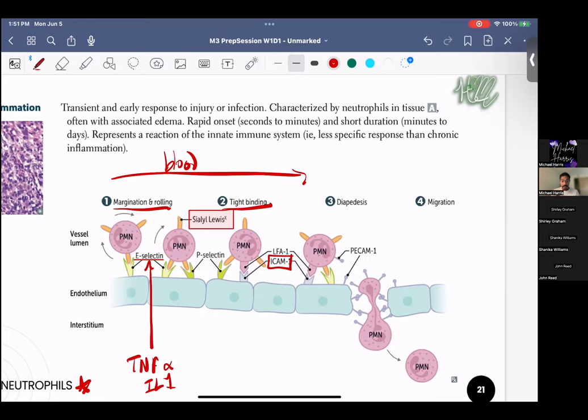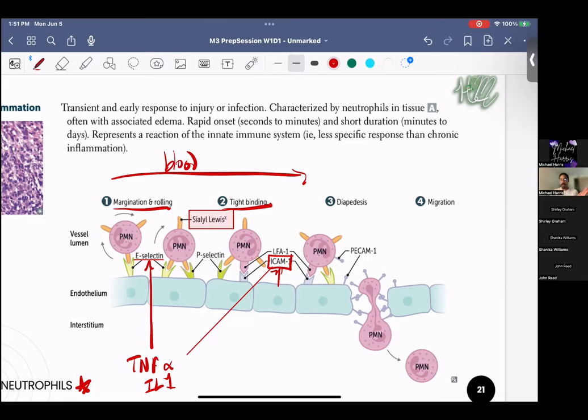ICAMs are stimulated via what? What do you think ICAMs are stimulated by? What causes them to come up on the outside of the vascular wall? What do you think would stimulate these to show up? Inflammation. The same thing. Okay, it's the same thing that you get when you see something that's foreign.